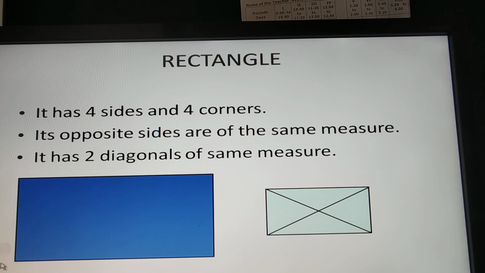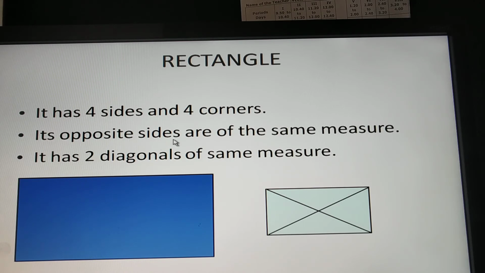What is the difference of square and rectangle, children? Yes, in square all the sides are of equal length. Can you see for rectangle all are equal? No. Here opposite sides they are equal and these two opposites are equal. Yes or no? What is the next one?